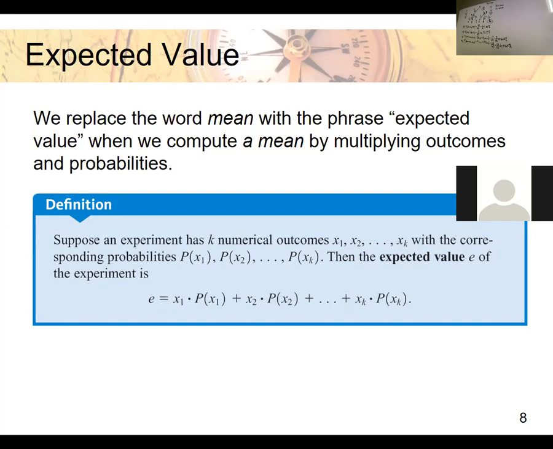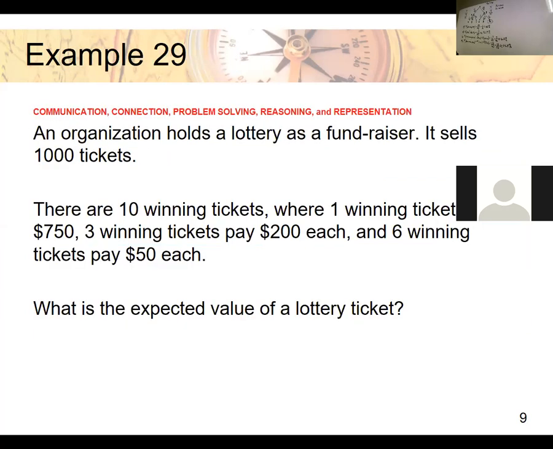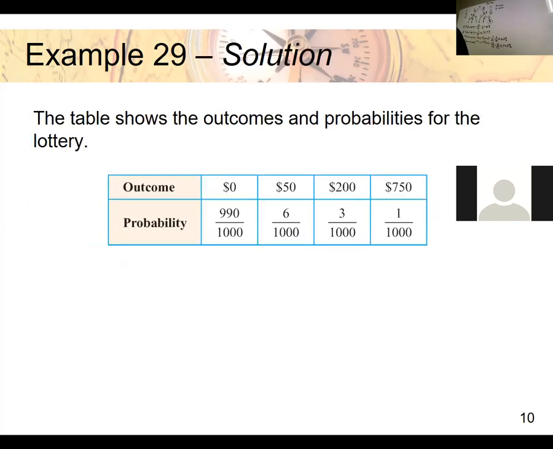So in this case here, let's say you have an organization holding a lottery as a fundraiser, and it sells 1,000 tickets. There are 10 winning tickets, where one winning ticket pays $750, 3 winning tickets pay $200 each, 6 winning tickets pay $50 each. And we want the expected value of a lottery ticket.